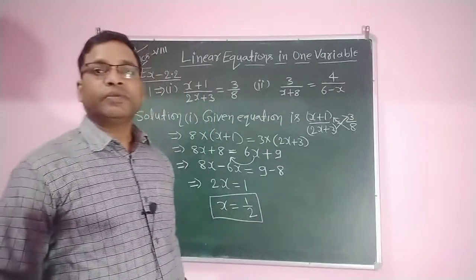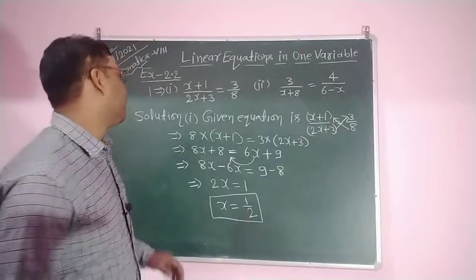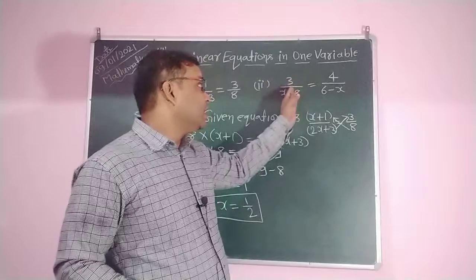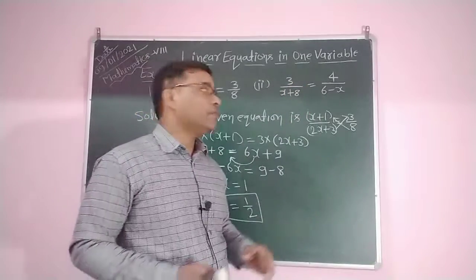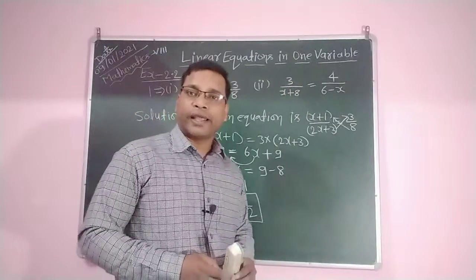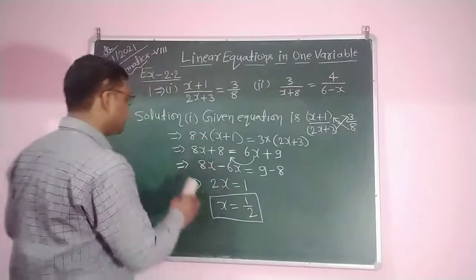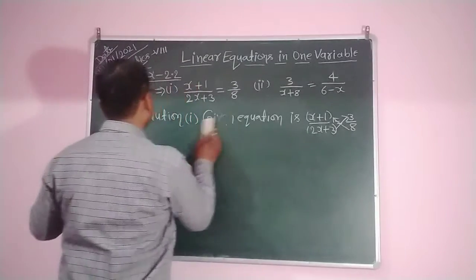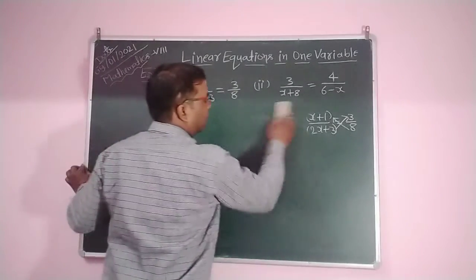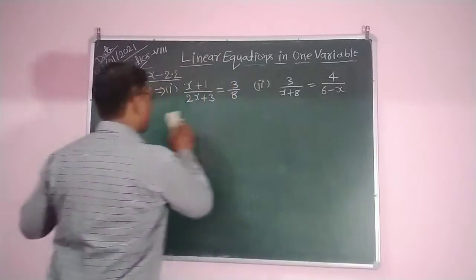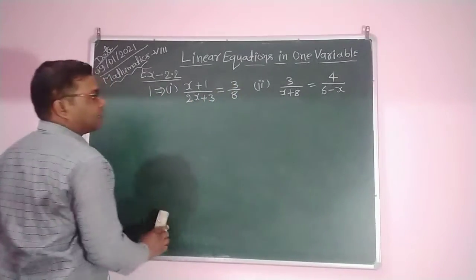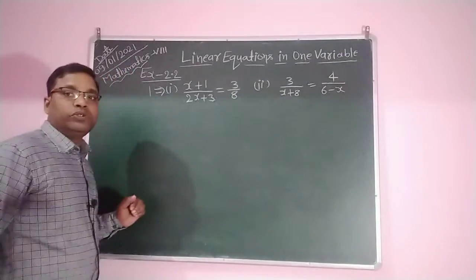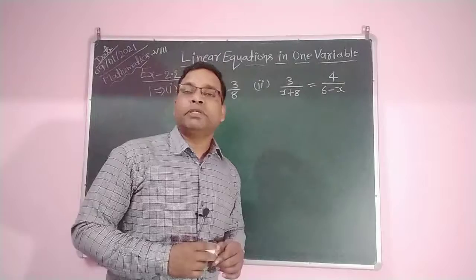Let's see. First we arrange, and after this we try to find the value of x in the given equation 3/(x + 8) = 4/(6 - x). Is this clear? I hope all of you understood the first part of this question. In this question, you will learn a technique for how to solve such types of problems, and where we use the cross multiplication method.